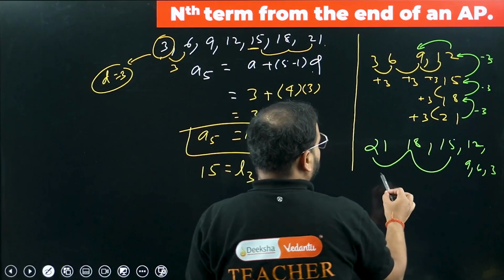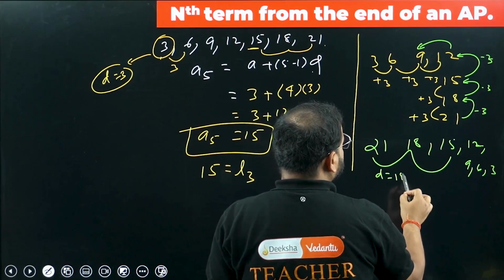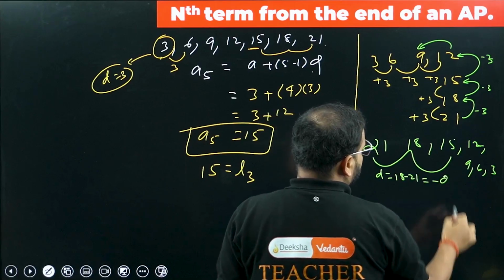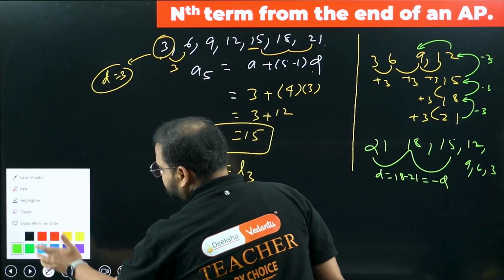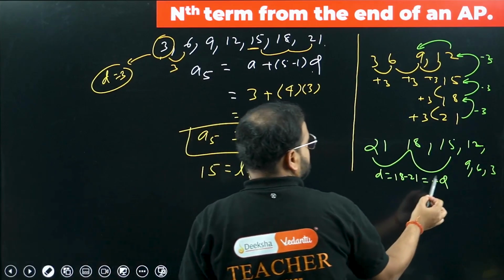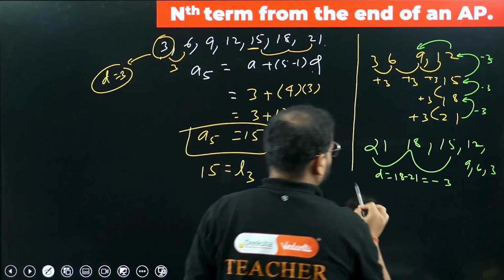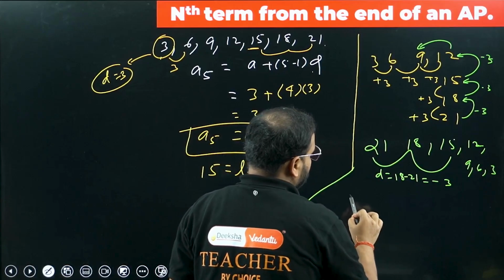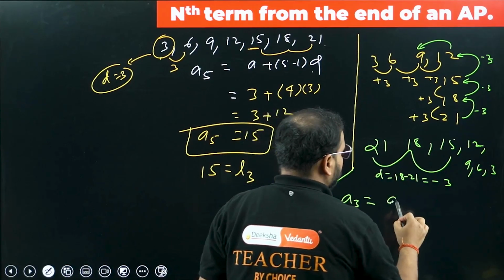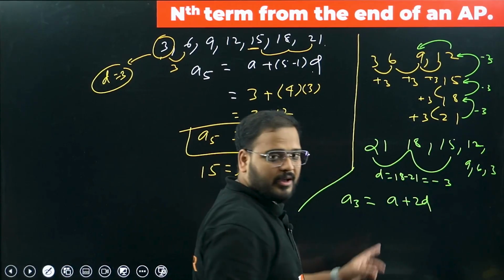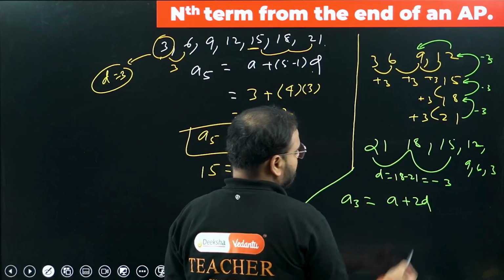Please check. What's the common difference in this case? 18 minus 21. How much is that? Minus 3. The formula is going to be what? A3 equals A plus 2D. We know the formula, n minus 1 is 2, and we're looking for the third term only.